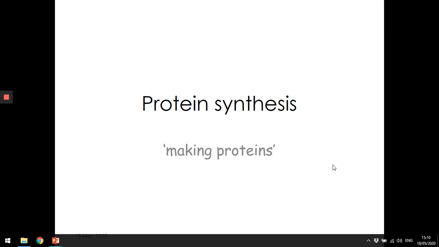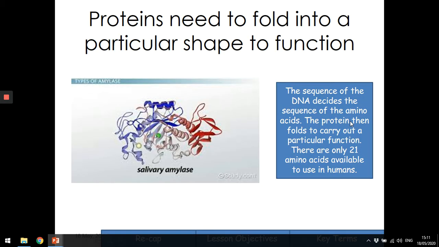Hi everyone, this tutorial is on protein synthesis and it's a triple science topic only. So protein synthesis just means making proteins. Proteins have to be in a particular shape in order to be able to function. Proteins are made of amino acids, all joined and bonded together, but then they fold into a particular shape in order to function.